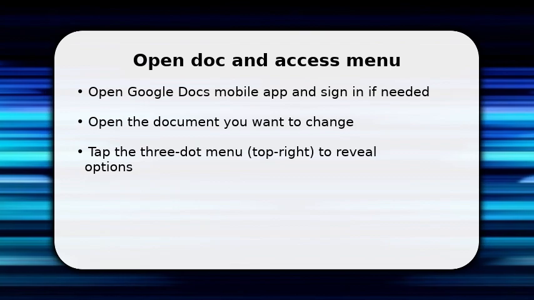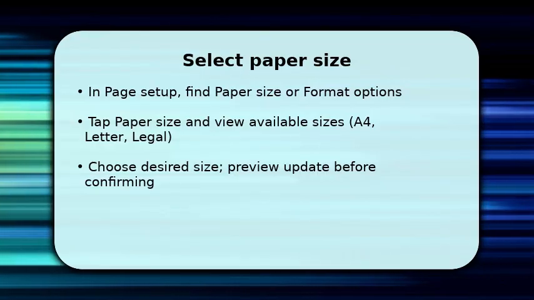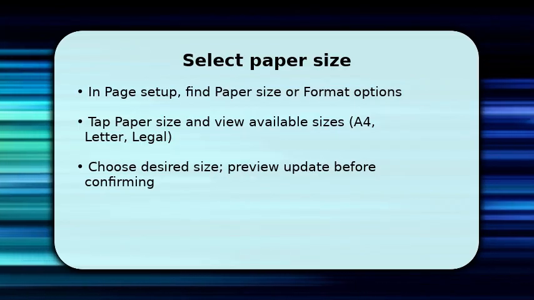Once in Page Setup, locate paper size and tap it. This opens a list of standard options such as letter, A4, and legal. You want to pick the size that matches your printing or sharing needs because margins and layout will change accordingly. Scroll the list if you don't immediately see your preferred size and tap to select it.